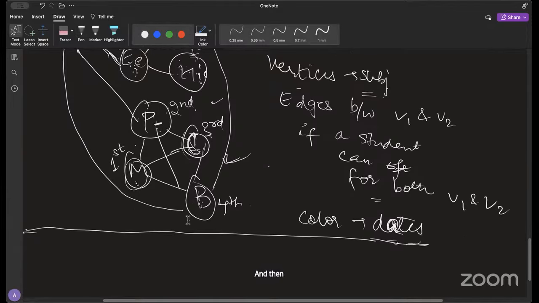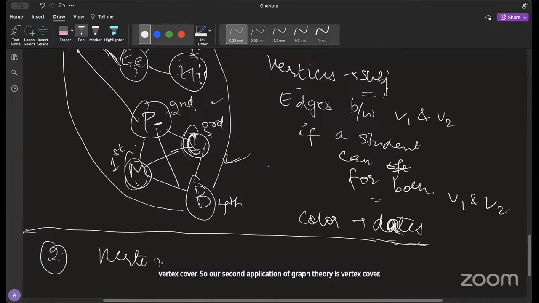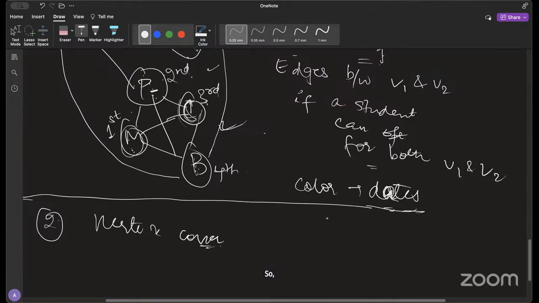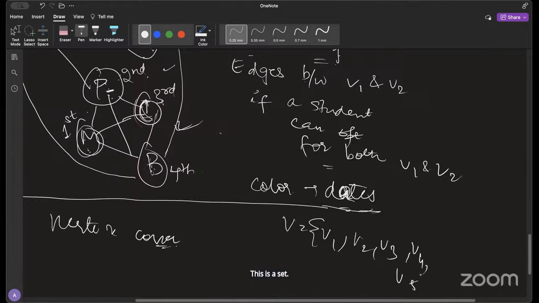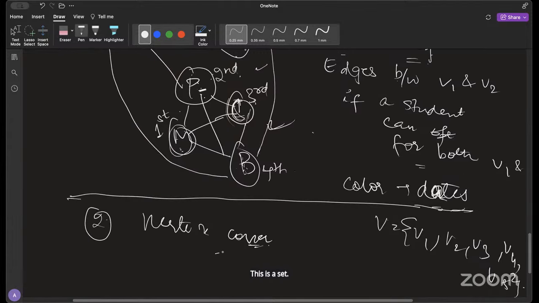And then next up we have vertex cover. So our second application of graph theory is vertex cover. So vertex cover is basically, V is the collection of vertices, right? Like if you have 5 vertices, then you write all the vertices there, V1, V2, V3. This is a set. And then in vertex cover, let me just call this C. This is a subset of V.